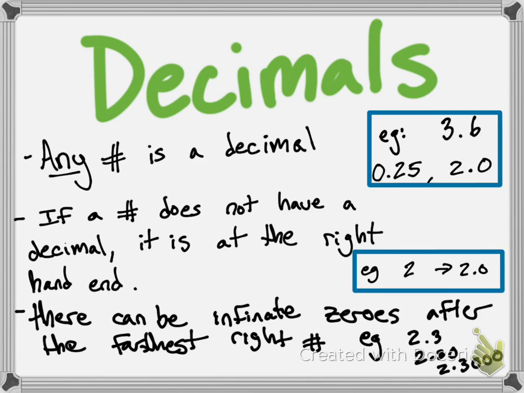So then, we also see that there can be infinite zeros after the farthest right number. 2.3, 2 and 3/10, is the same as 2.30, which is the same as 2.300000, and it's all the same. So decimals all look like that.